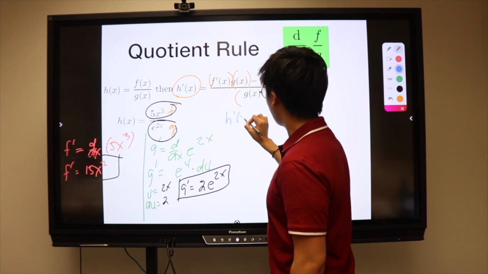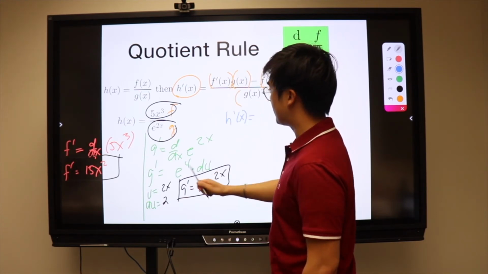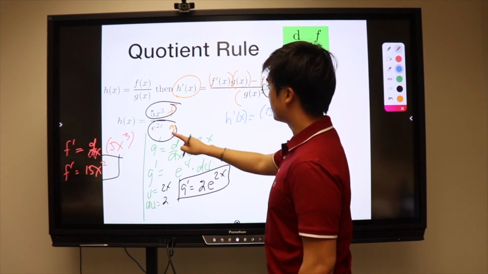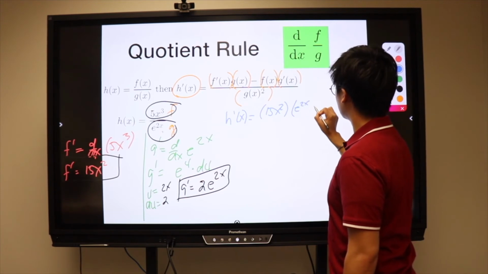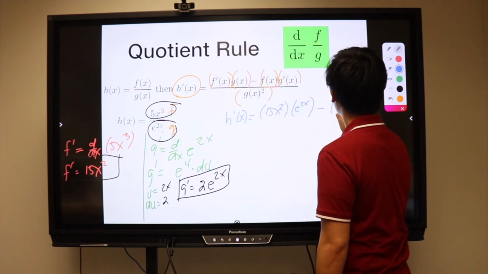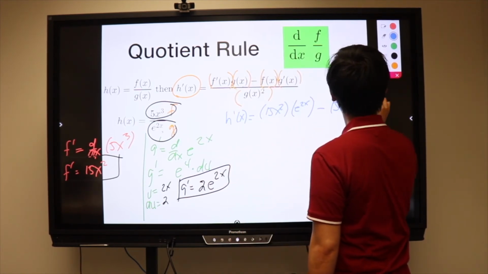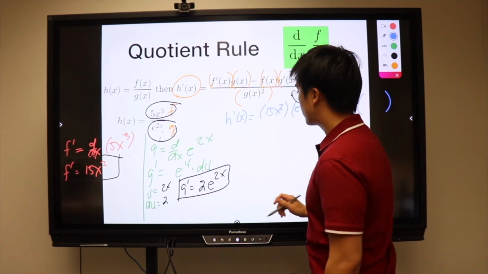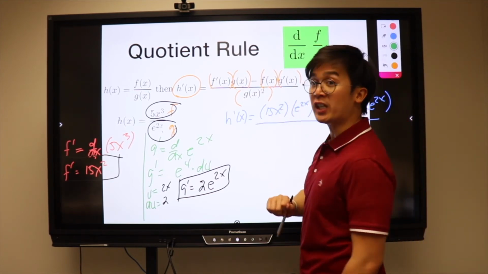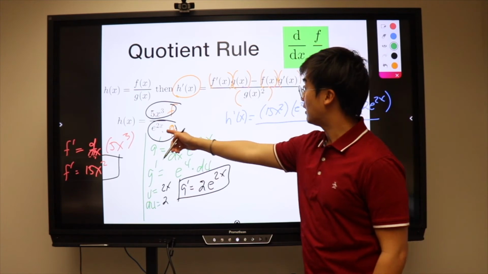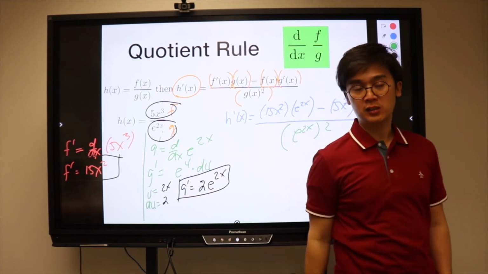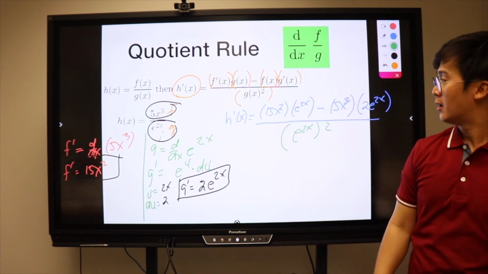All I need to do is to write it according to the formula. H prime of x is equal to f prime of x times g of x minus f of x, 5x cubed, times g prime of x, 2e to the 2x, all over g of x squared. And what is g of x squared? Just square g, e to the 2x squared. And you're finished. This is your derivative function.